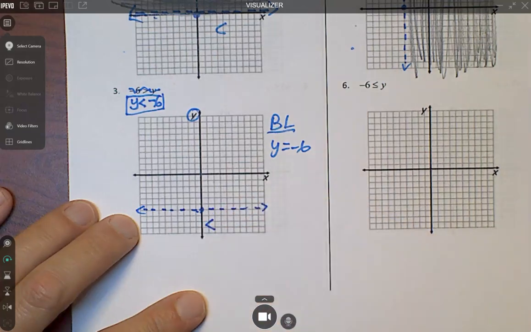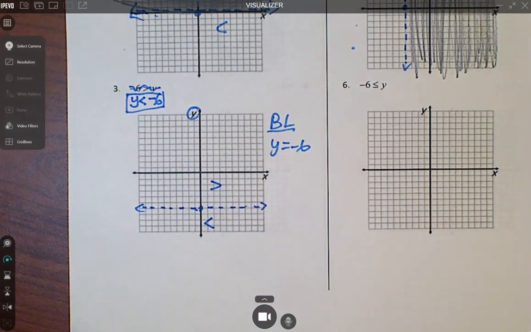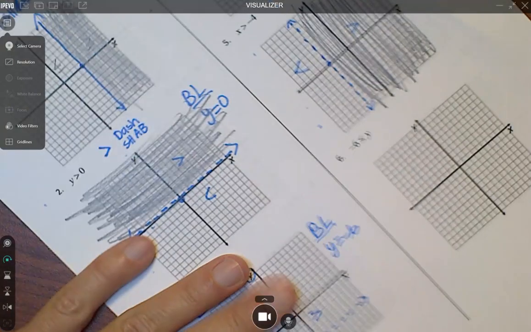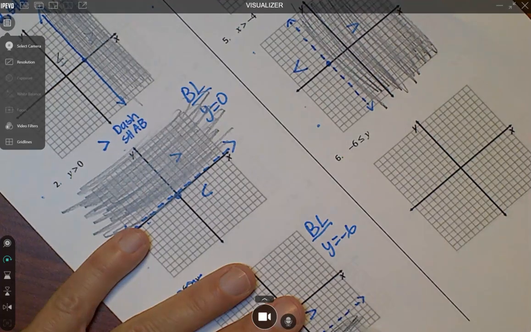Less than is down, greater than is above. So we need all the y's to be smaller than -6, so we're going to go down toward negative land.